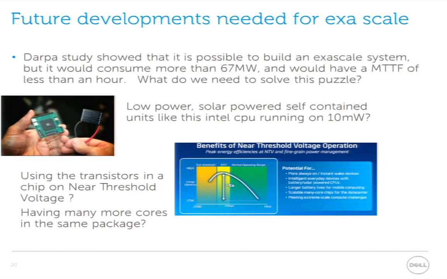Looking at low power CPUs, this is something Intel is working on. A CPU at 10 milliwatts, a self-contained unit. Have many of these, make them solar powered. Would be interesting. Using new technology of near threshold voltage, so making the efficiency of the transistors so high and using such a low voltage that you actually don't need any cooling anymore.